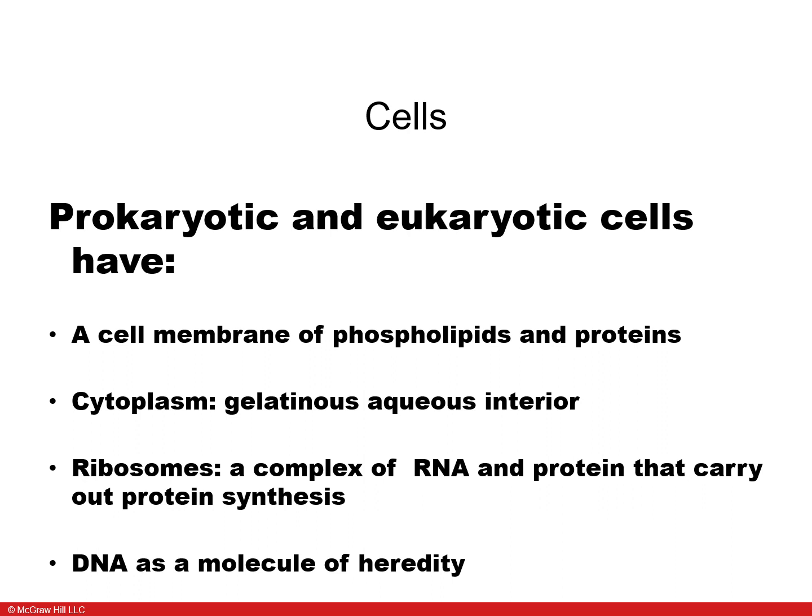Now, it is extremely important to understand that the ribosomes that are found in prokaryotic cells are different than the ribosomes that are found in eukaryotic cells. And later when we talk about protein synthesis, we'll talk about the differences. They both have DNA as a molecule of heredity. Now, it's also extremely important to mention that the location where the DNA is found is different between prokaryotic cells and eukaryotic cells.